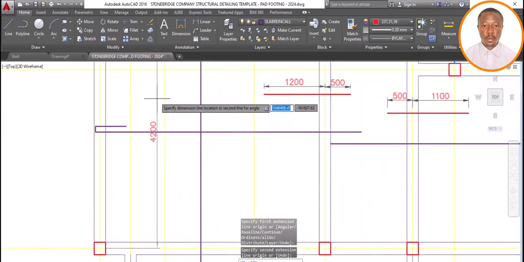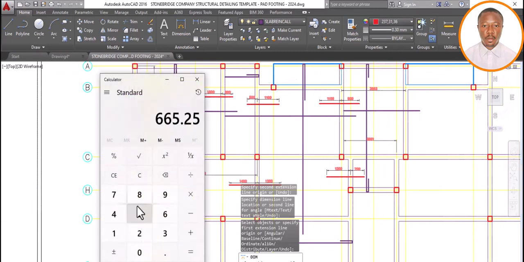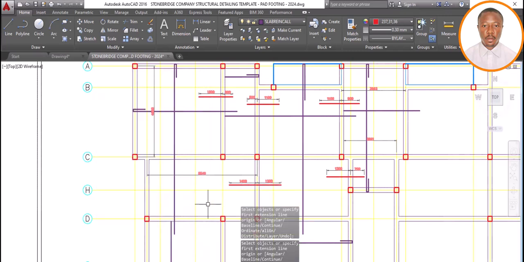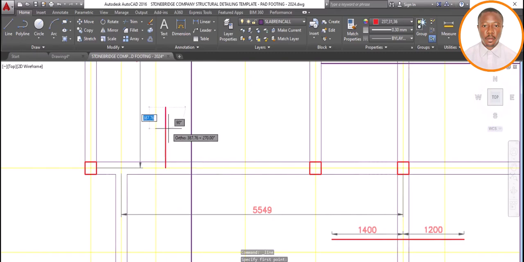What do I have? I have 4,200. So I pick my calculator. 4,200 multiplied by 0.25 equals 1050. So I make it 1100. So I pick my reinforcement, from the center here into this slab, 1100. So that becomes my top reinforcement.